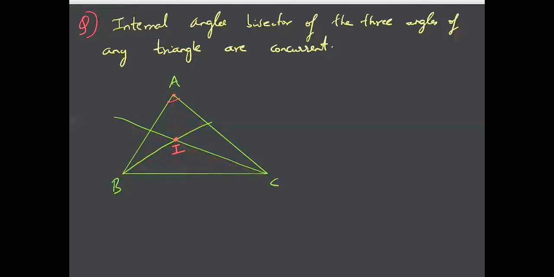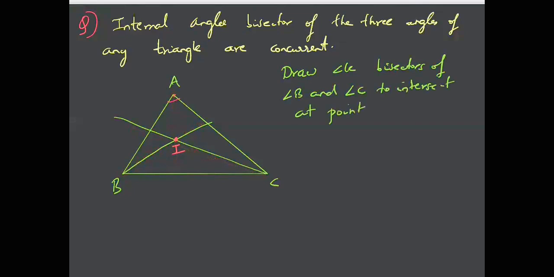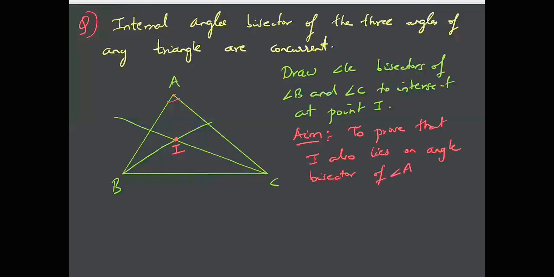Okay. So draw the angle bisectors of angle B and angle C to intersect at point I. Now our aim is to prove that I also lies on the angle bisector of angle A. So just try this for a minute, then we'll discuss. We'll discuss this after a minute, by the same things which we have discussed in the starting of this session.